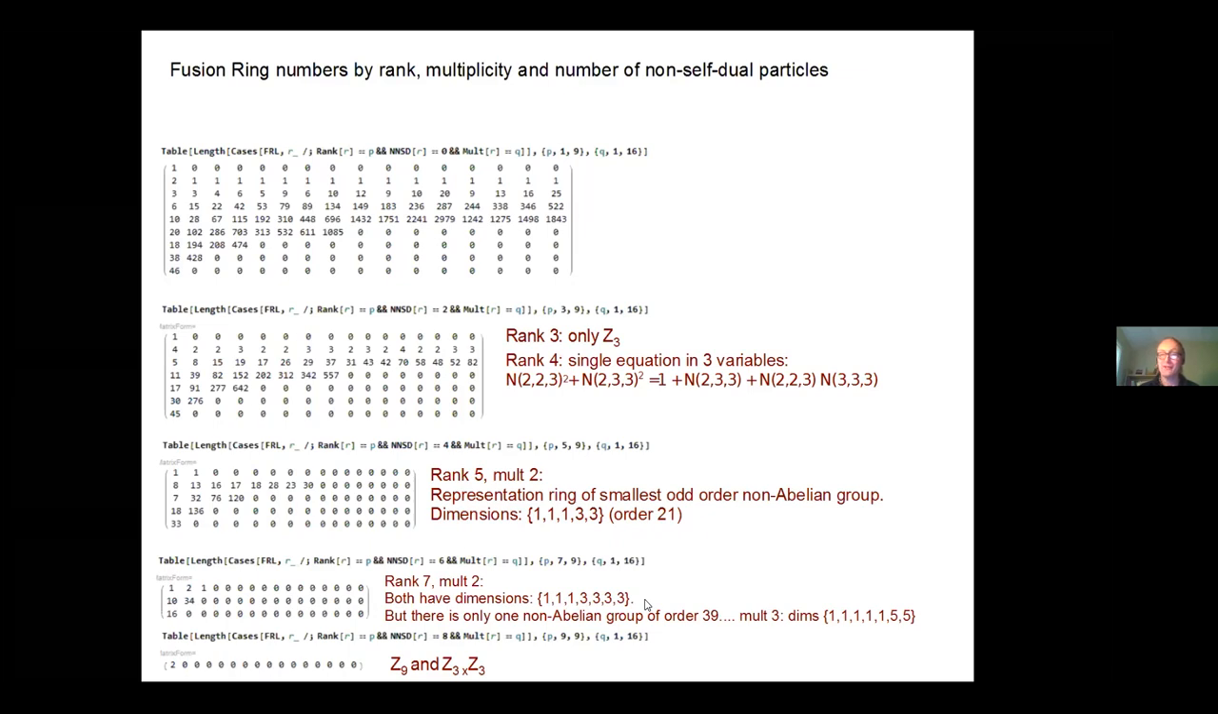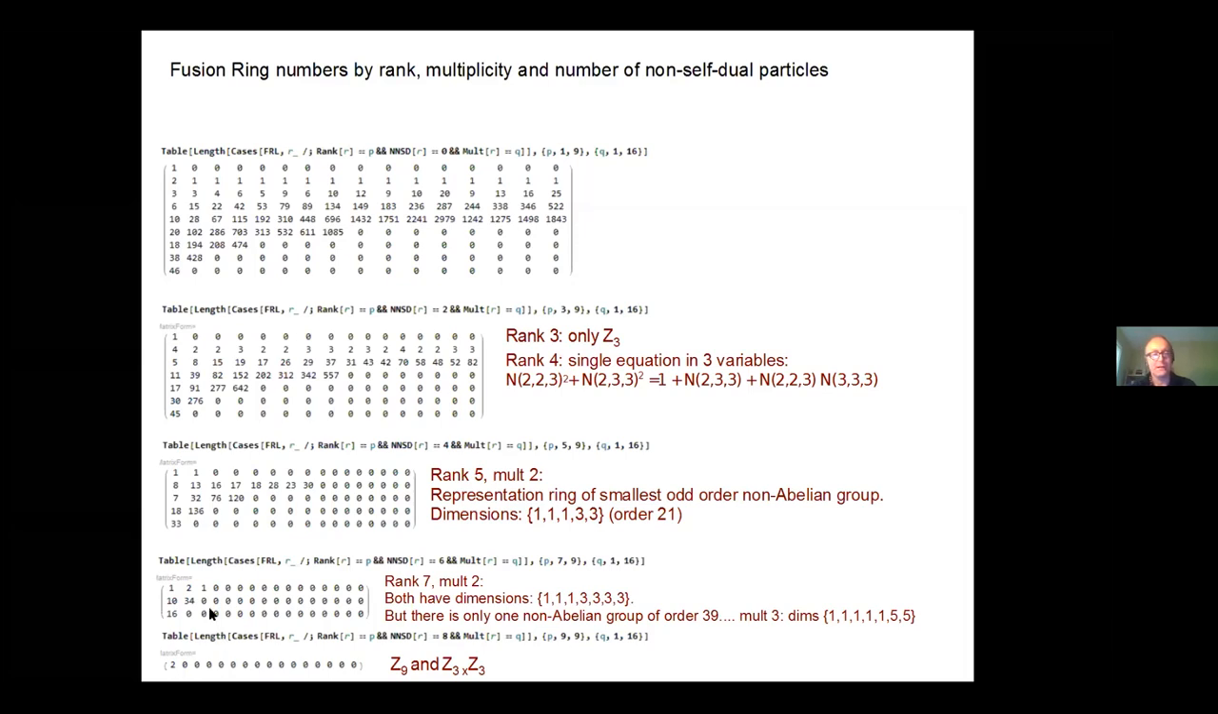so that suggests that they might be the representation category of a group of order 39, 4 times 3 squared plus 3 times 1 squared, but there is only one non-Abelian group of order 39. So one of them is it, but the other one is something different. We don't know if there's a category. It'd be kind of interesting if there was one.